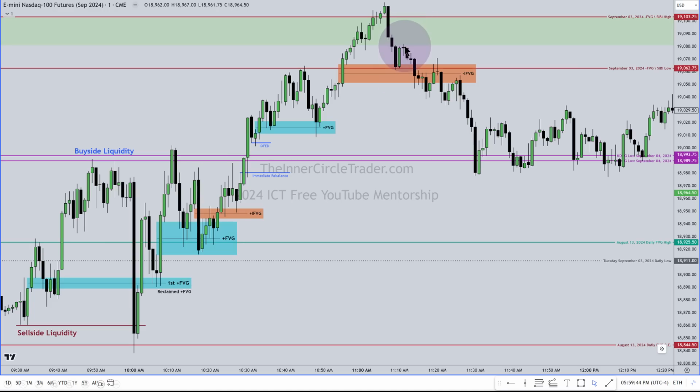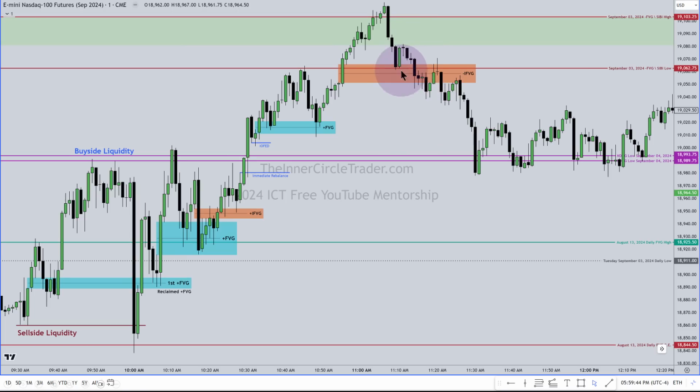Hits the low of that green fair value gap that I mentioned last week as a draw for lower prices, and then we saw it hit yesterday. Now we're seeing it act as a premium array. Hits it perfectly there, rolls over.